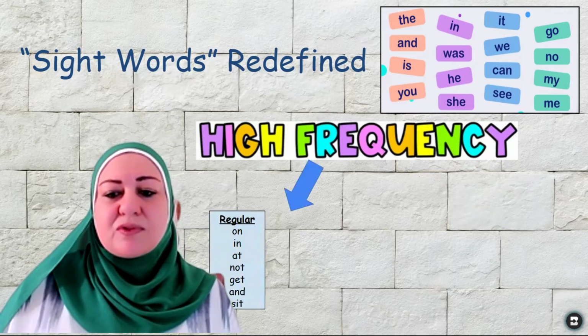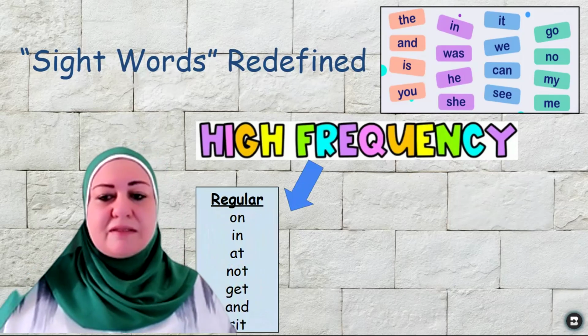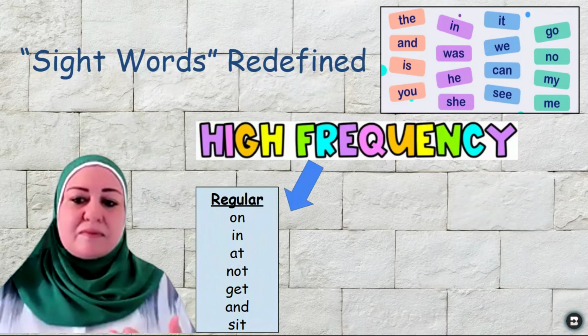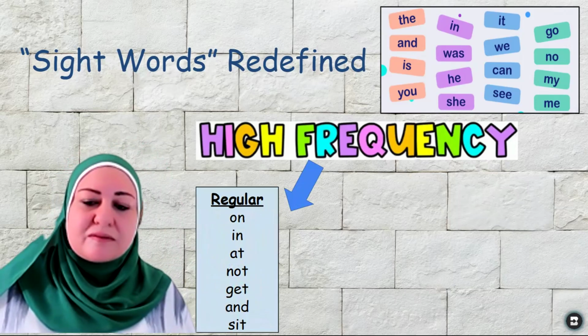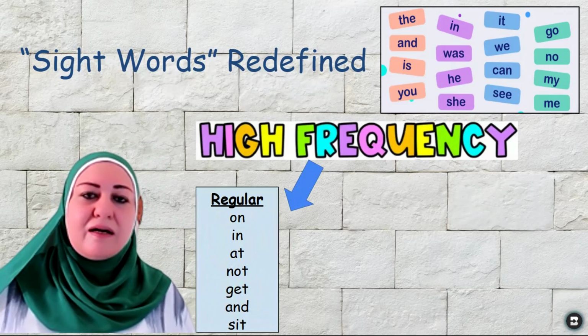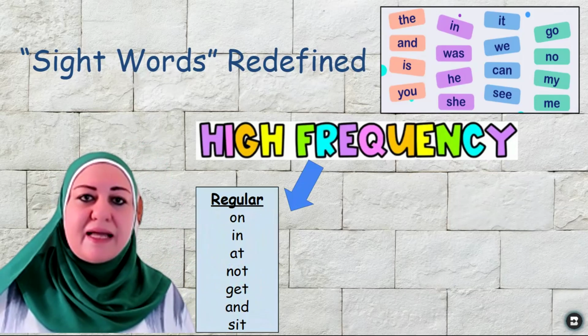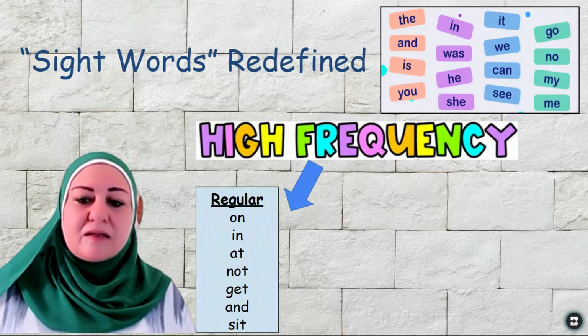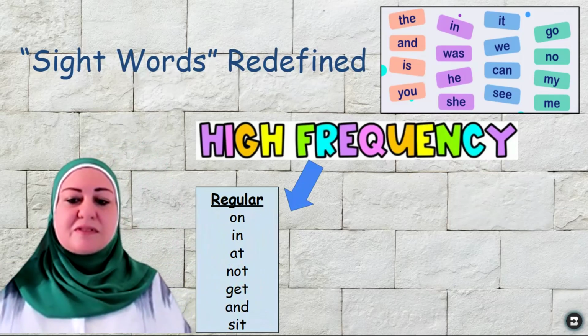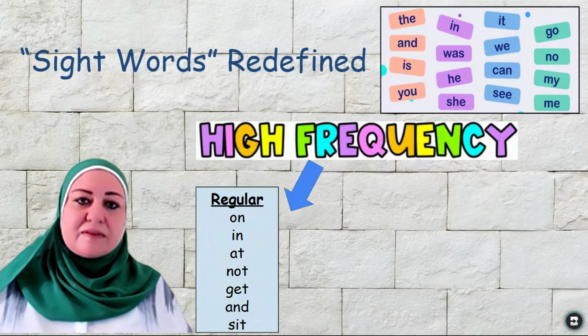Some of those words are regular, okay? What we mean by regular is that they can be decoded easily, like the words on, in, at, not. So those words can be decoded. There's nothing irregular about these words.